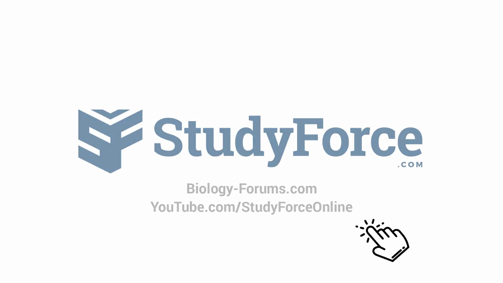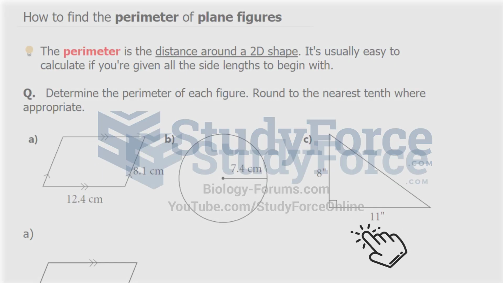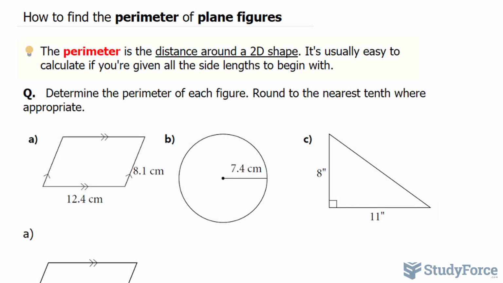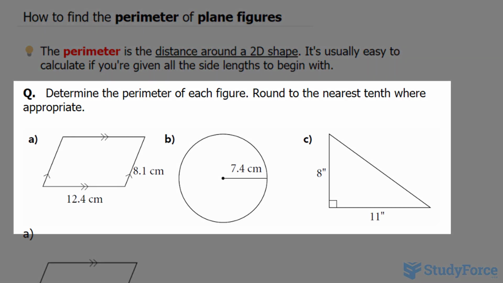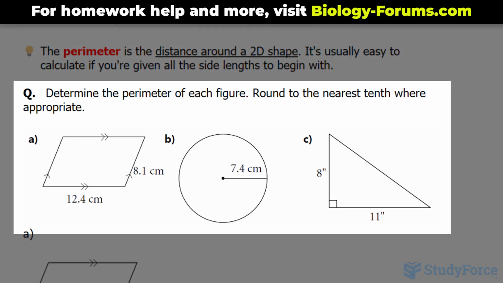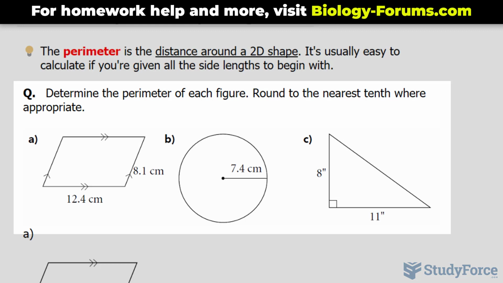In this lesson, I'll show you 3 examples on how to find the perimeter of plane figures. Remember what perimeter is. It is the distance around a 2-dimensional shape. And it's usually easy to calculate if you're given all the side lengths to begin with. Let's see if that applies here. The question reads, determine the perimeter of each figure and round to the nearest tenth where appropriate.